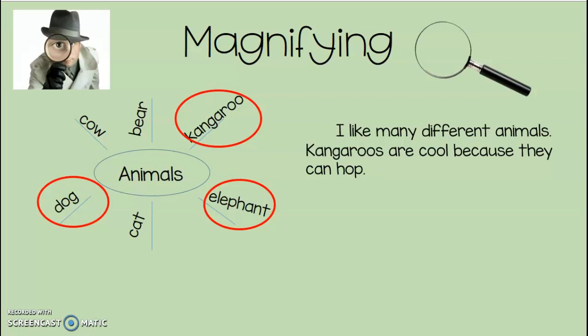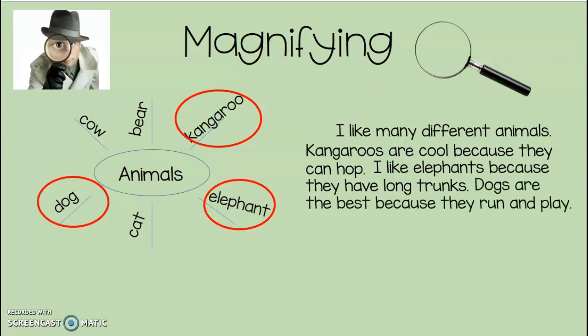See how my sentences have capital letters and periods at the end? And the next sentence we could write about is an elephant. And so I like elephants because they have long trunks. Good. And then the next sentence would be about the dog because that's the last thing that we circled. Dogs are the best because they run and play. Look at that. We wrote 4 sentences together and made somewhat of a little story, or the beginning of writing a longer story. So that's just one little part of the writing process.